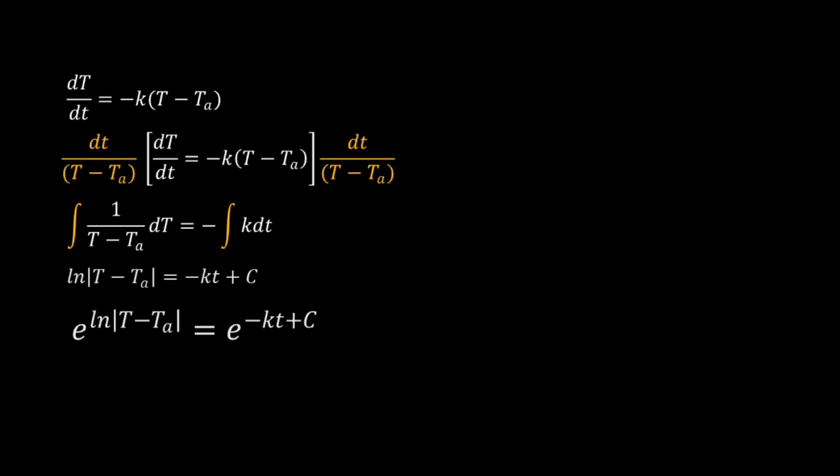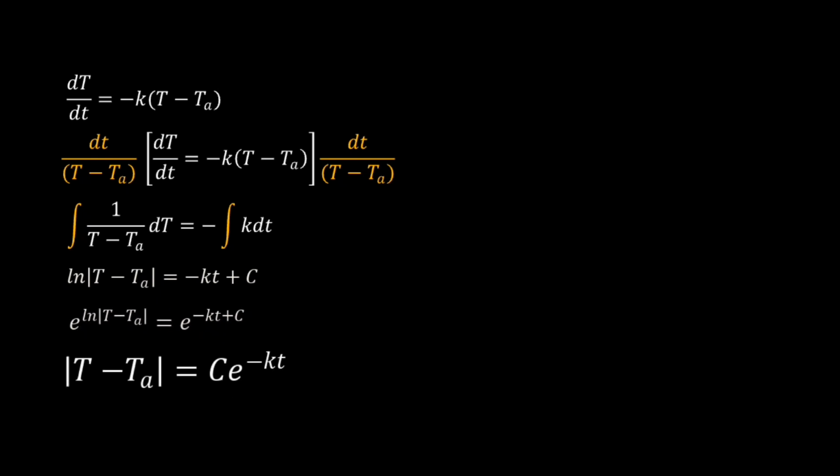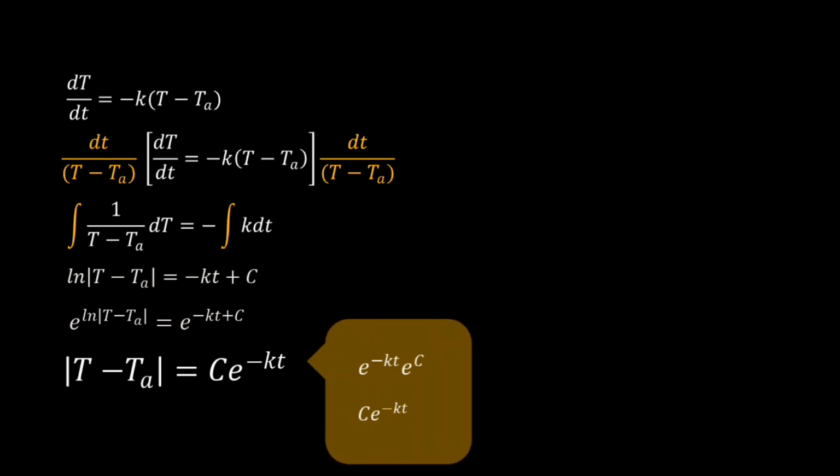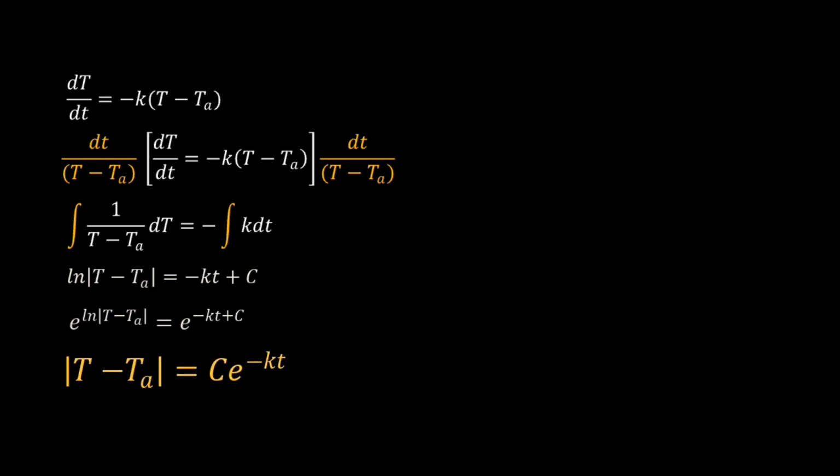By using the logarithm rule, this e raised to the natural logarithm will be cancelled, leaving only the absolute value of T minus T sub a. We can write this as the absolute value of T minus T sub a is equal to e raised to the negative kt plus c. This is the same thing as e raised to the negative kt times e raised to c. And we could just call this another arbitrary constant. So we could say this is c times e raised to the negative kt.